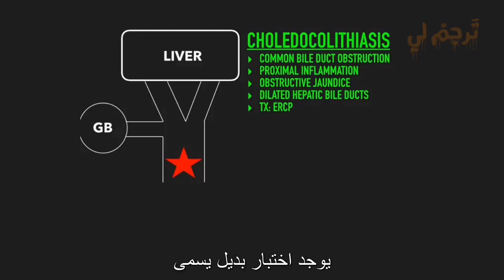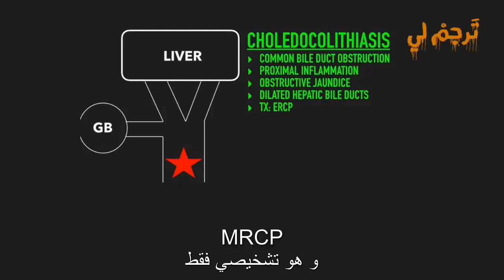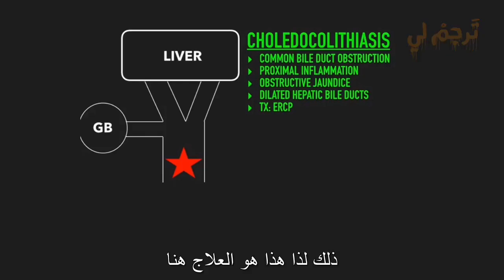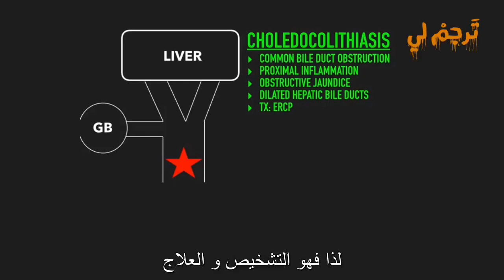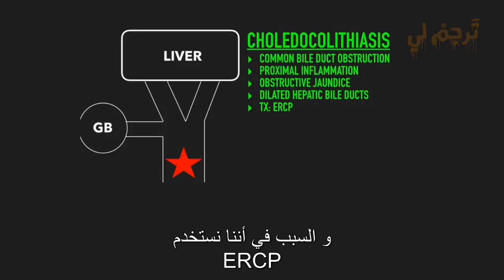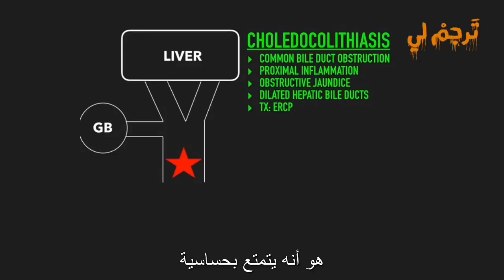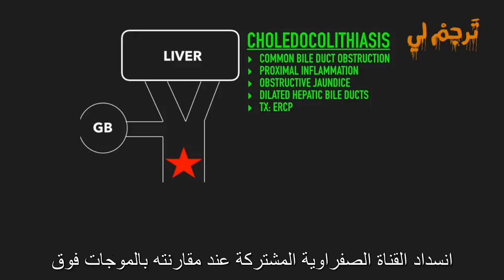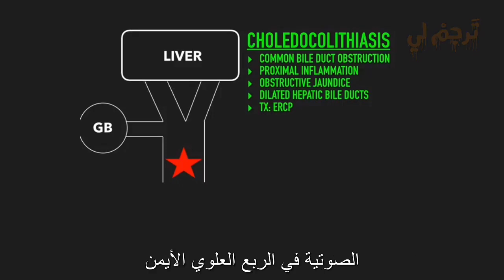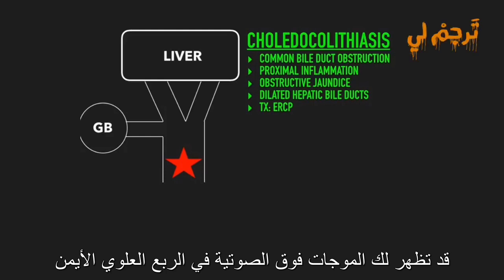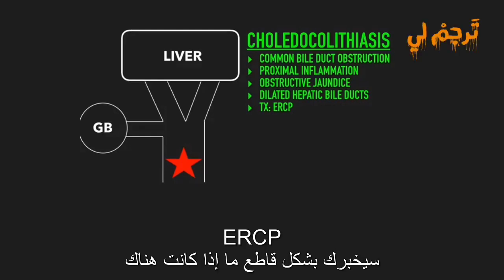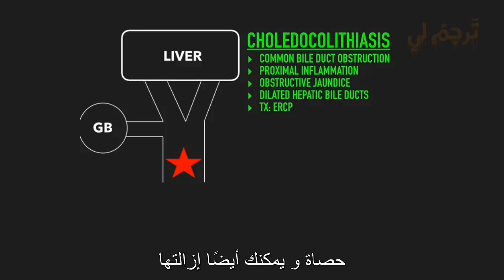And that's important because there's an alternative test called an MRCP, and that's only diagnostic. The MRCP cannot remove stones, but the ERCP can. So that's what the treatment is here. So it's both the diagnosis and the treatment. The reason that we use ERCP is that it has better sensitivity and specificity for diagnosing choledocholithiasis when compared to a right upper quadrant ultrasound. A right upper quadrant ultrasound may still show you that there's a stone here, but the ERCP will definitively tell you if there is a stone, and also you can remove it.